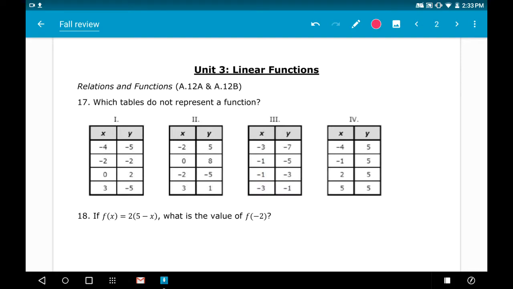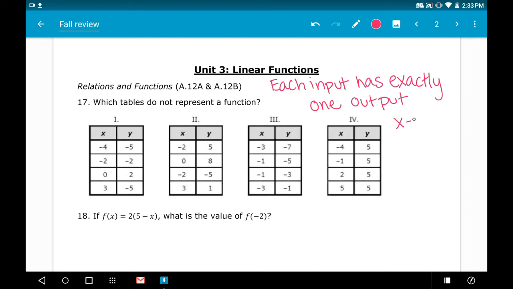Moving on to Unit 3, we have linear functions. So we're going to start with relations and functions. And 17 says which tables do not represent a function. So if you remember, a function means that each input has exactly one output, which means that each x goes to exactly one y.